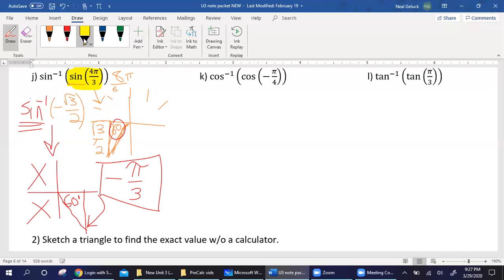Same idea on letter K. Again, I'm going to work the inner part first. This is regular trig. This is stuff we've been doing. So cosine of negative pi over 4. Well, negative pi over 4 would be back 1/4. The cosine, or the adjacent, is root 2 over 2, and it's positive. So the answer to the stuff in the highlight is positive root 2 over 2.